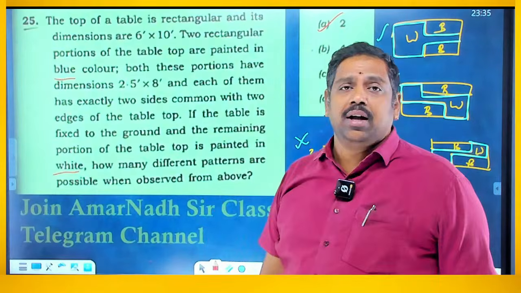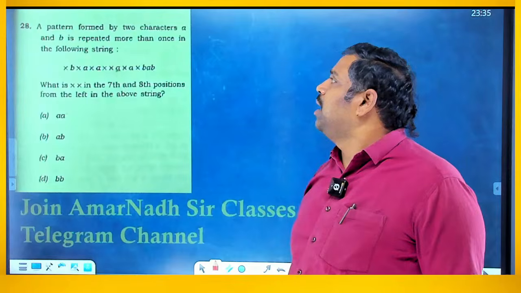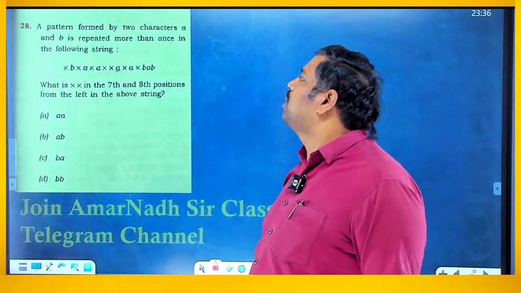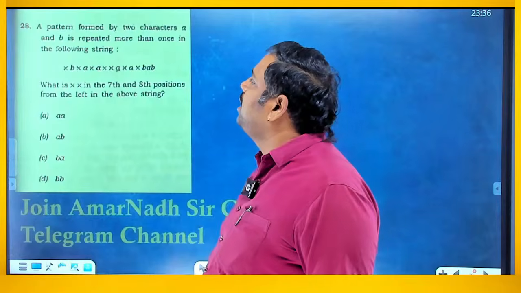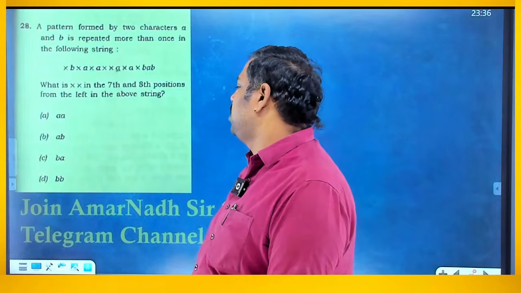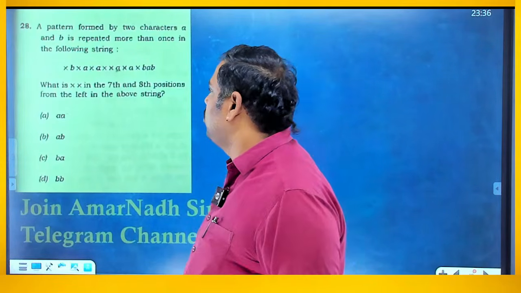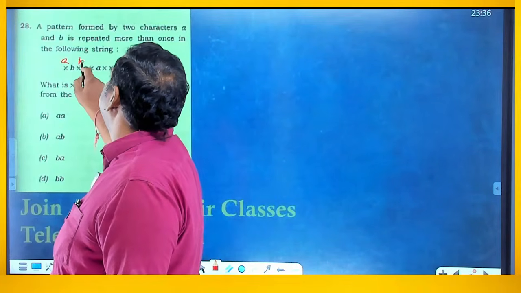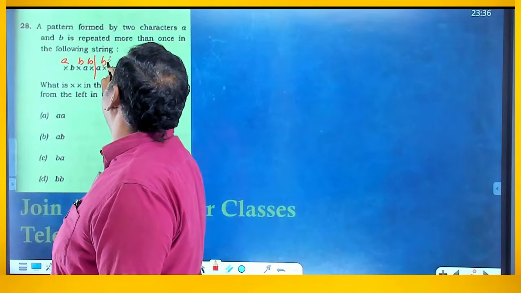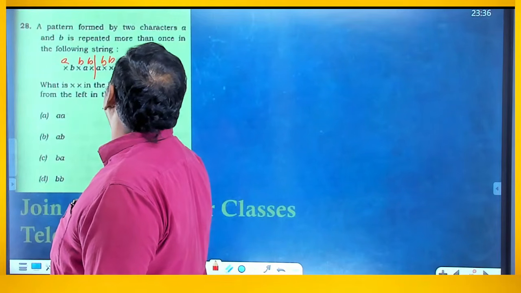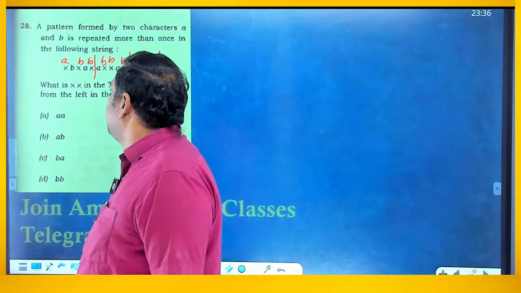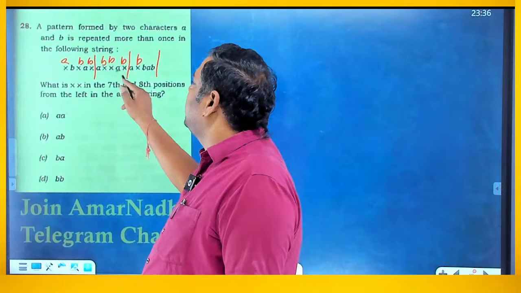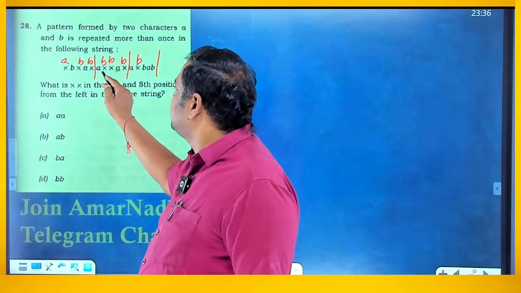That's the next beautiful one. A pattern is formed by two characters A and B repeated more than once in the following string. Now observe the pattern: A, B, B, A, B, A, B, B, A, B, A, B, B, A, B. What is XX in the 7th and 8th positions? 1, 2, 3, 4, 5, 6, 7 and 8. What is in the 7th and 8th positions here? BB. The answer is BB.